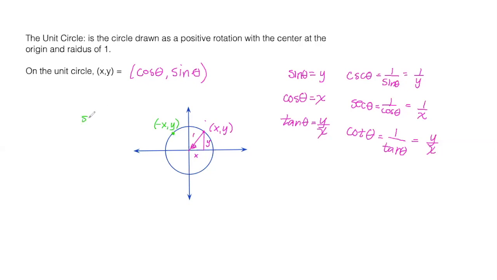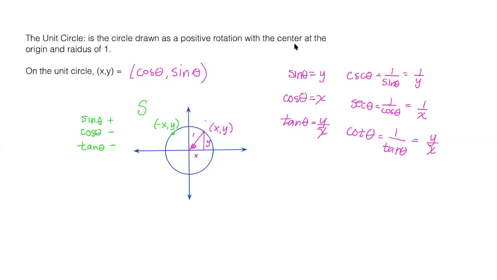So if I were to look at sine theta in this quadrant, since sine theta is the y coordinate, sine is positive. Since cosine theta is the x coordinate, cosine would be negative. And since tan is y divided by x, this would be a positive divided by a negative, so it would be negative. So the only thing that's positive in this quadrant is sine.